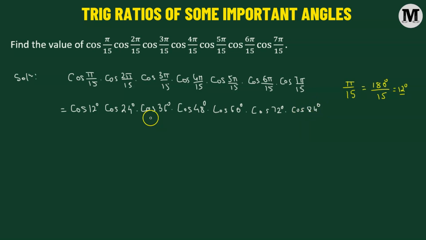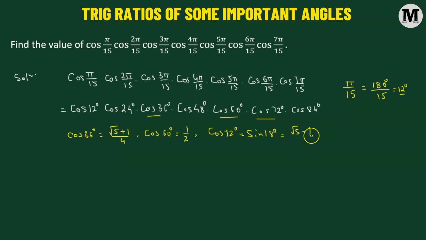Now we have the standard values for cosine 36 degrees, cosine 60 degrees and cosine 72 degrees. So let's define them. Cosine of 36 degrees is given by square root of 5 plus 1 divided by 4. Then cosine of 60 degrees is 1/2. Cosine of 72 degrees, which is equivalent to sine 18 degrees, has the value square root of 5 minus 1 divided by 4. Now we have these three values, and four cosine functions whose value we need to obtain.